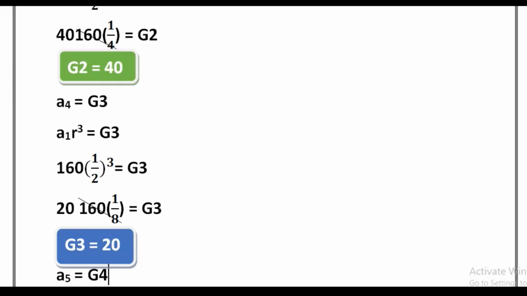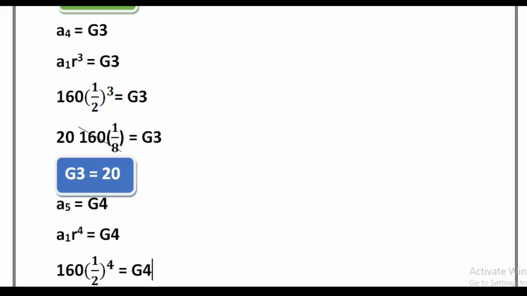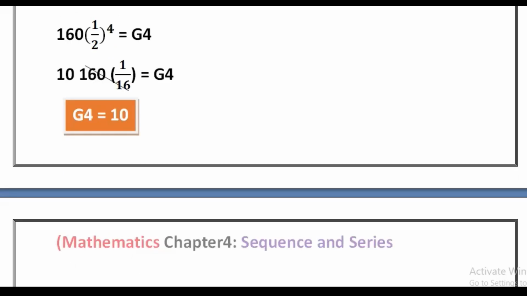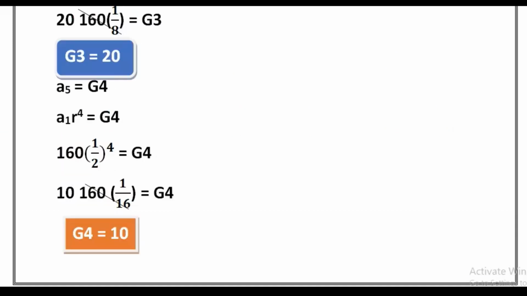Next fifth term A5 is equal to G4. A5 can also be written in geometric sequence, that is A1 r power 4 equal to G4. So value of A1 is 160 into value of r is 1 divided by 2 whole power 4 is equal to G4. 2 power 4 is equal to 16. So 16 times 10 is 160, equal to G4. So G4 is equal to 10. Which is the required solution.